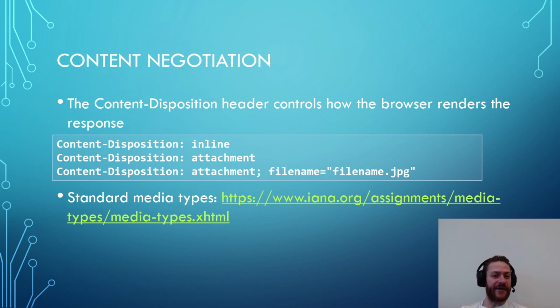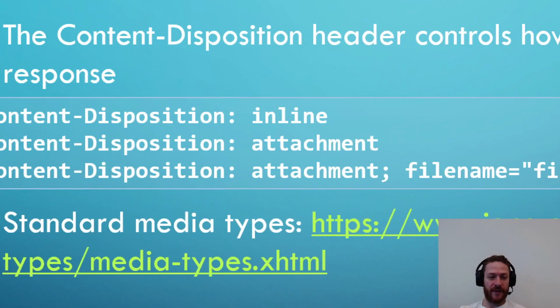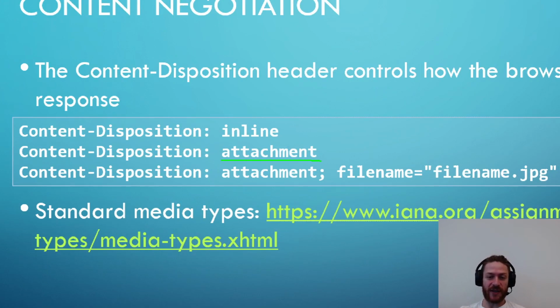There is another header which is content disposition. By adding content disposition header, you're forcing the browser to either visualize a file or download it. If you add content disposition attachment header, the browser will not try to render the result, but it will download it. It will send it as a download.